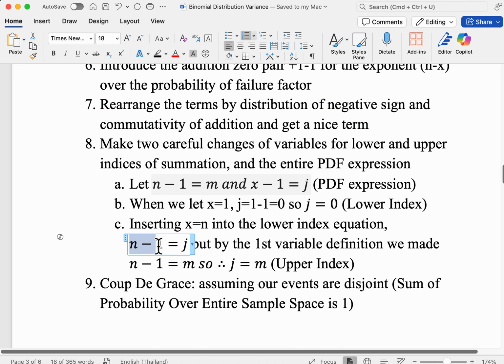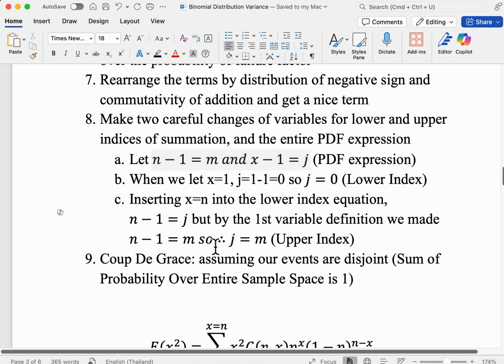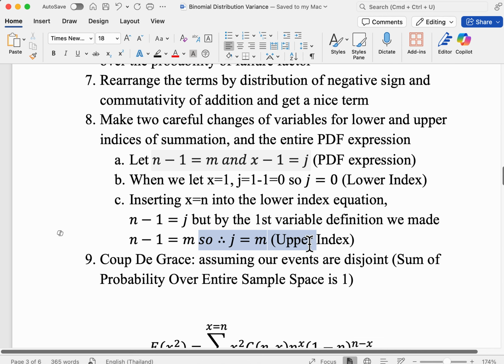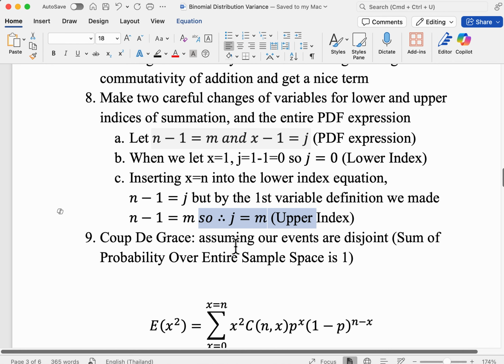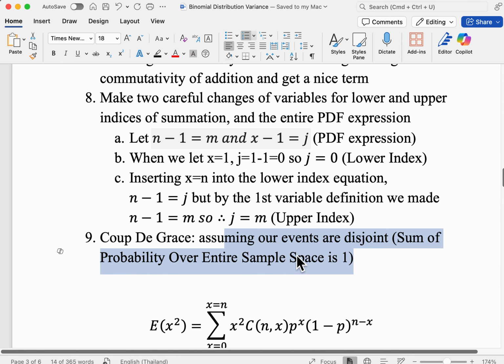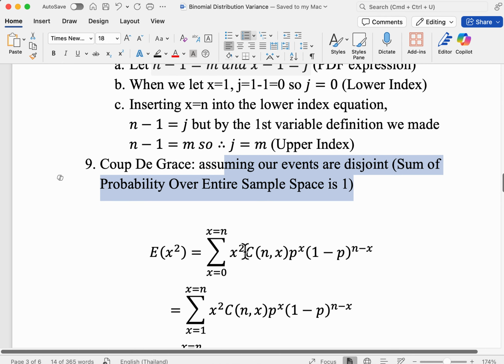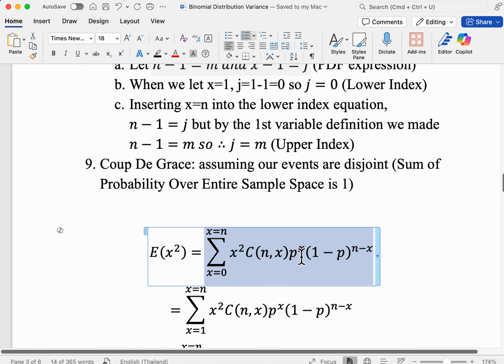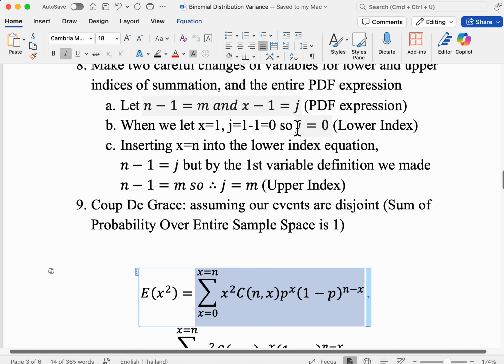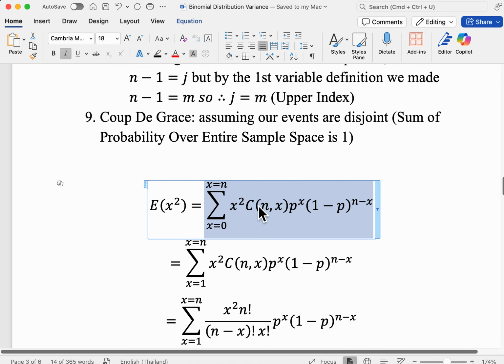This basically shows us very clearly that you have n minus 1 terms left, if you're ignoring the first term, or the 0th term, and adjusting the indices appropriately. And for the coup de grace, assuming our events are disjoint, the sum over the entire probability sample space is just 1. So for E of X squared, the only thing we need to worry about, because the other stuff is just minus (np) squared, is this.